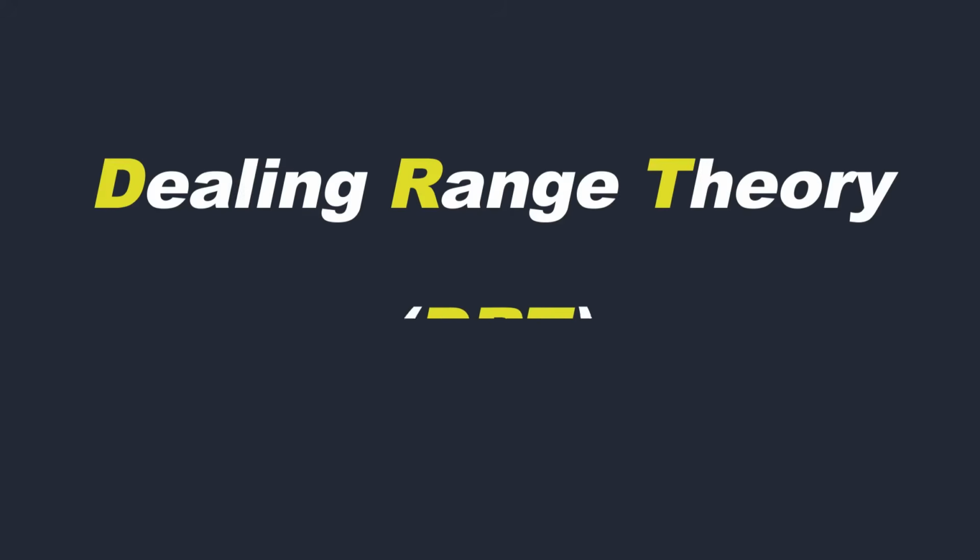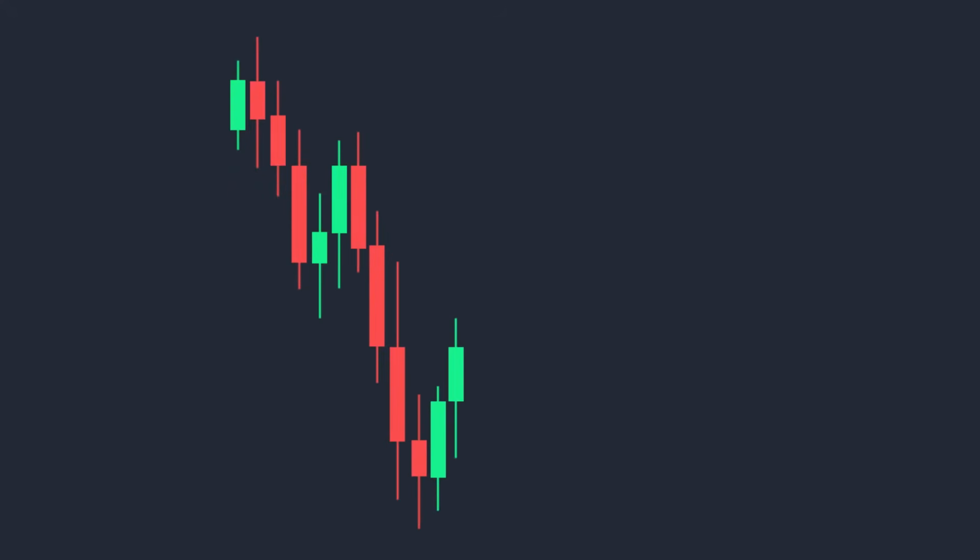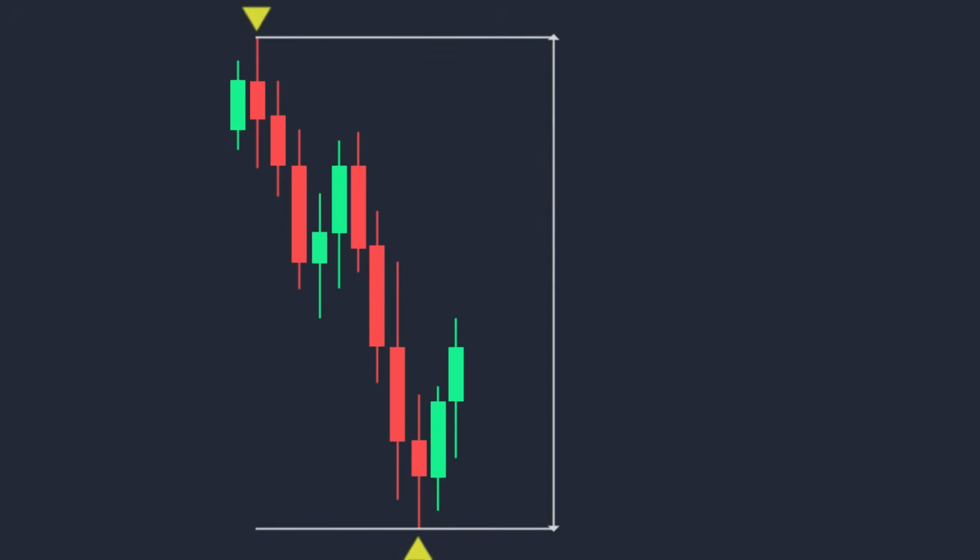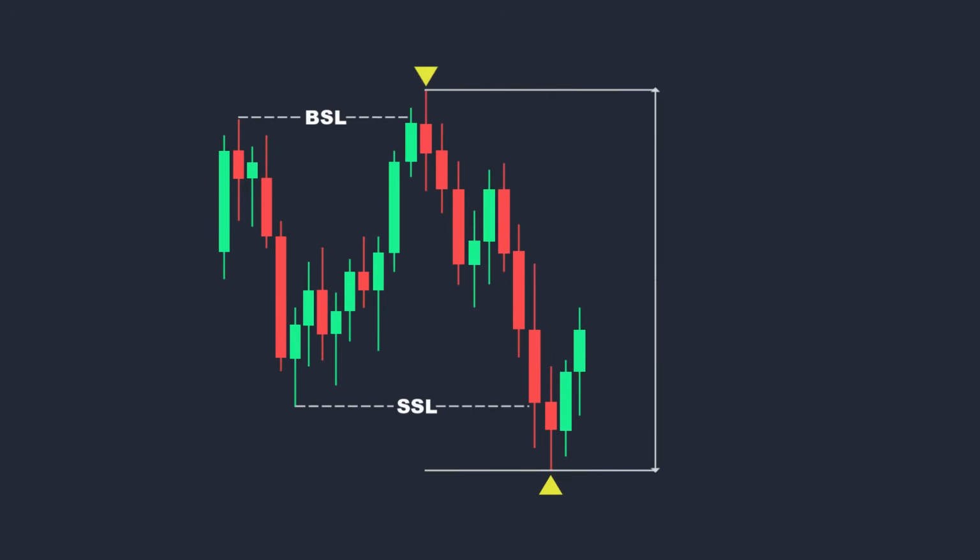What is the dealing range theory? A dealing range is the price range between a swing high and a swing low after price has taken out both buy-side and sell-side liquidity.